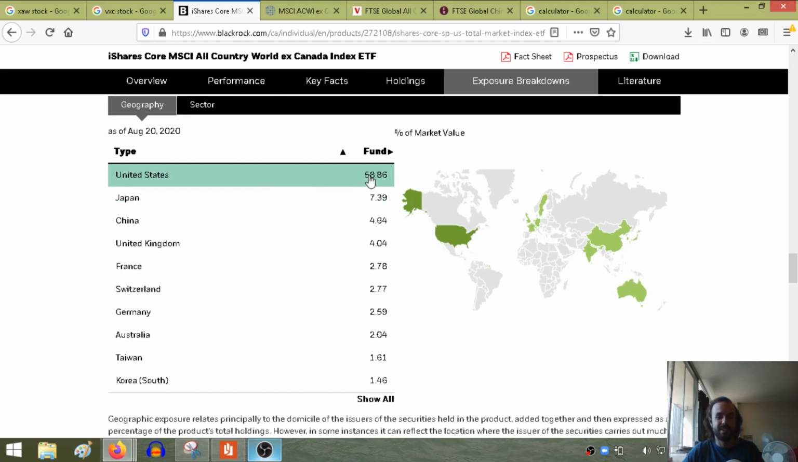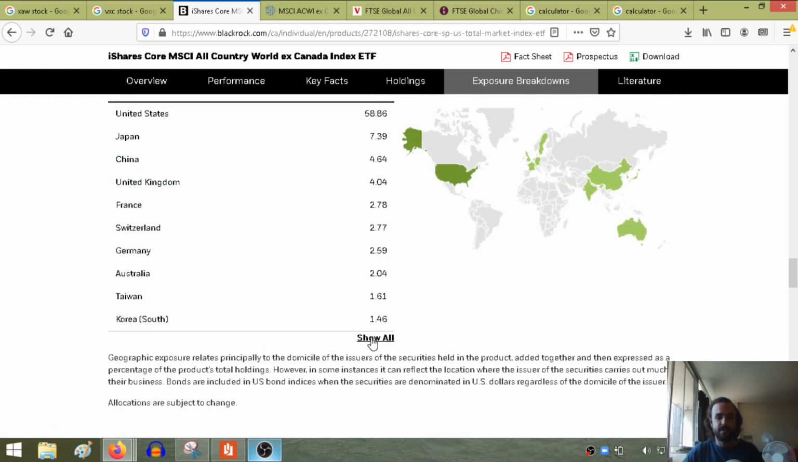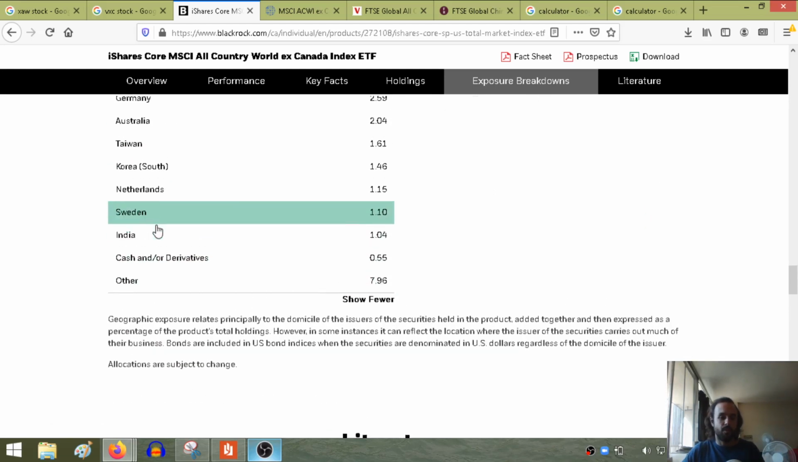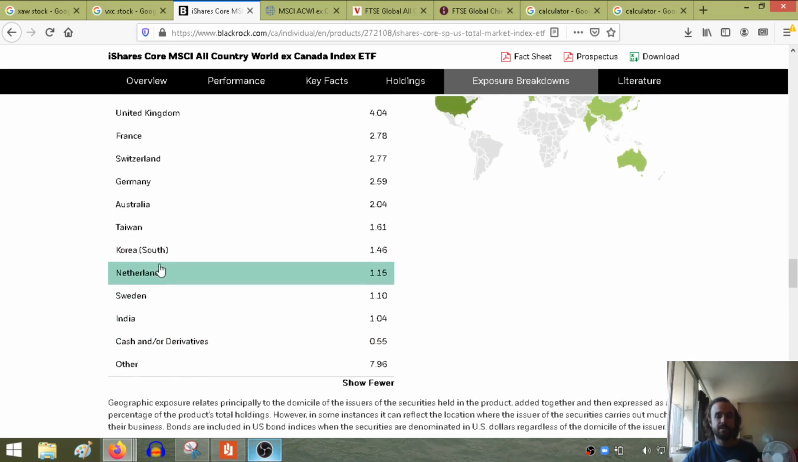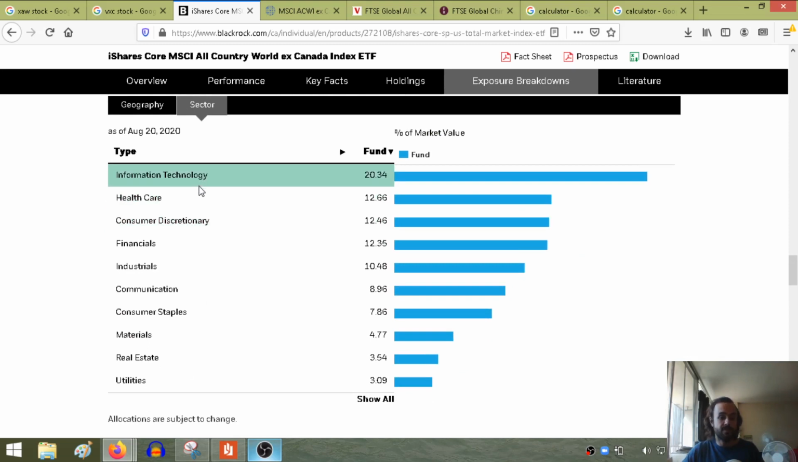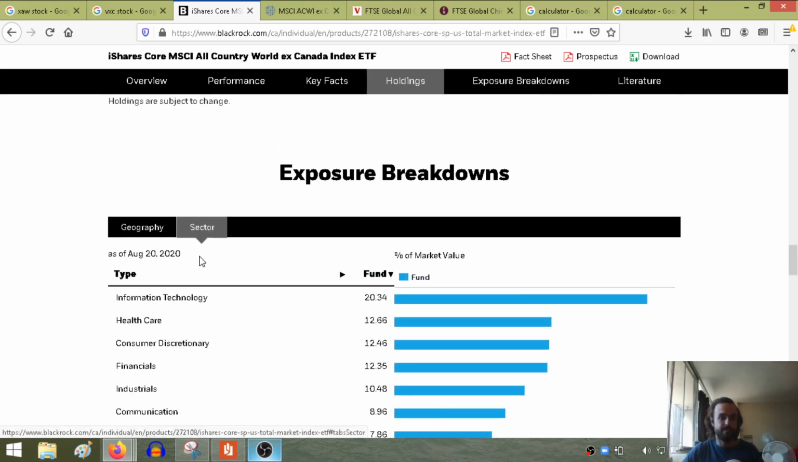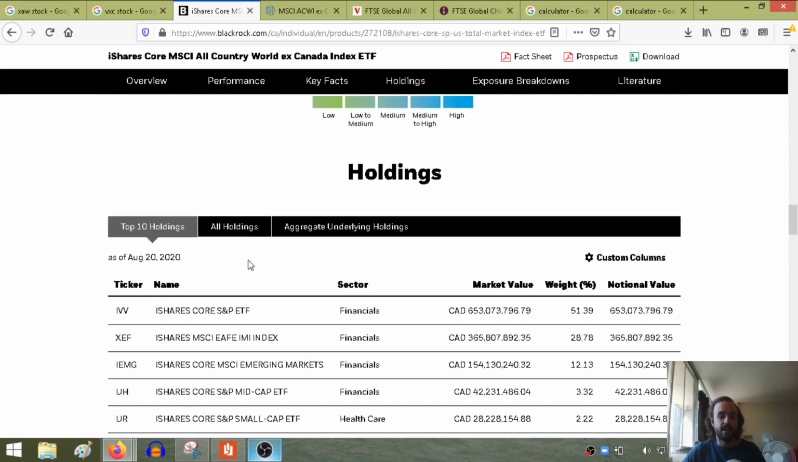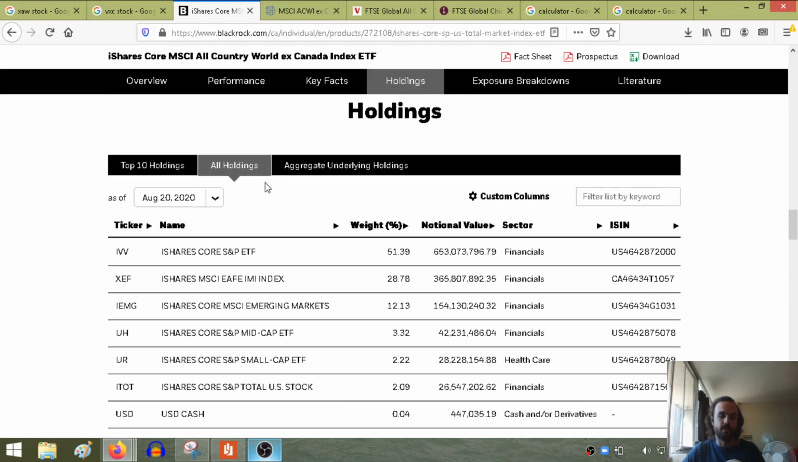And then if we look at the breakdown, 58% of it is in the U.S., 7% is in Japan, 4.6% is in China, 4% in the UK, France, Switzerland goes down here. So it does break into all of these different areas. It doesn't go a whole lot deeper. There's still only a limited amount of countries that they're in. If we check the sectors, mostly info technology, healthcare, consumer discretionary, financials, you want to make sure these are industries that are going to stick around and that people are always going to need.